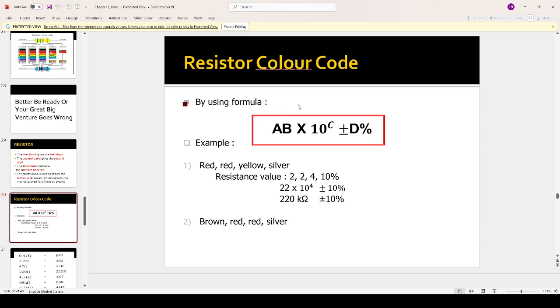So resistor color code by using this formula. Yeah, it is what I have shown before. So the question gives red, red, yellow, silver. The red gives the value 2, the red gives the value 2, the yellow is power of 4, 10 to the power of 4. So it is denoted as 220 kilo ohms with 10% tolerance. Silver is 10%.